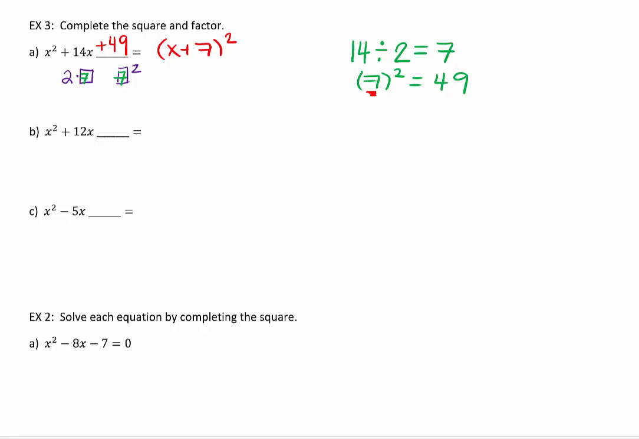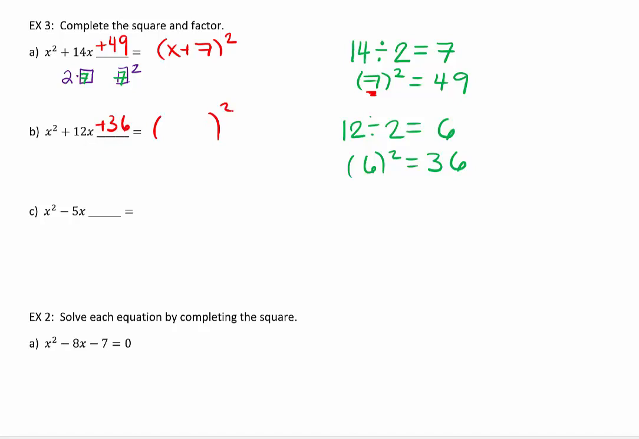x squared plus 12x. If I want to complete the square, I take the number in front of the x, it's 12. I divide it by 2, and that gives me 6. Then I take the 6 and I square it. That's 36. So to complete the square, I have to add 36.